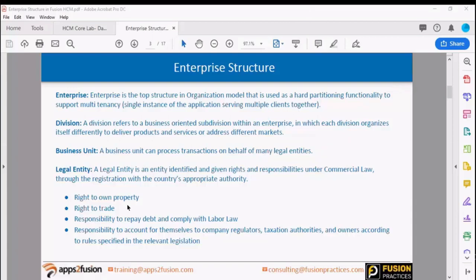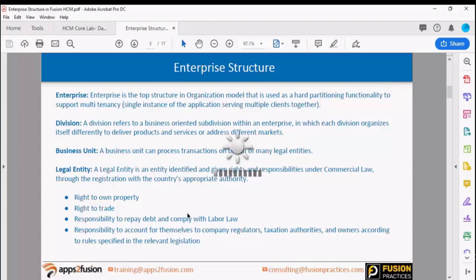So a legal entity has a right to own property. A legal entity has a right to trade. They generally comply with the different labor laws in a country or a state, and they are the authorities which are responsible for taxation purposes and all those tax related activities.